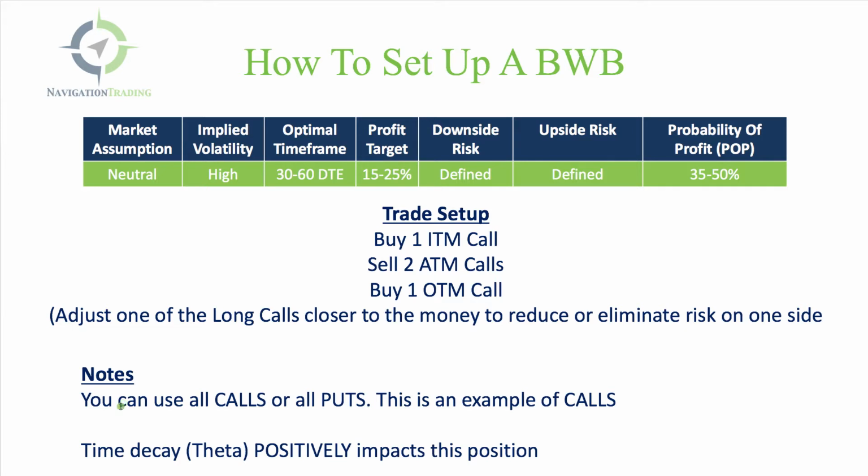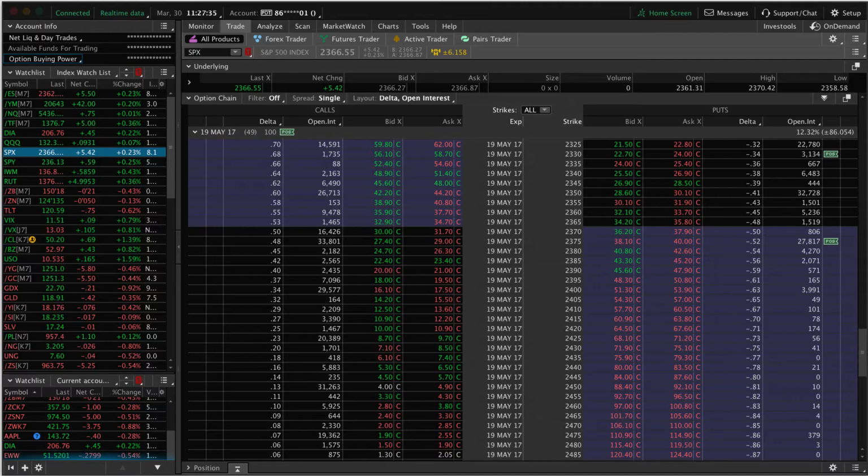So as a note down here, I mentioned you can use all calls or all puts. In this example, we're just using calls. So typically what I like to do is I like to set it up like a traditional butterfly, and then adjust one of the long calls closer to the money to reduce or eliminate risk on one side. Okay. Last note, and we'll jump onto the platform, is time decay. Theta positively affects this position, so it's a theta positive type of trading strategy. So let's go to the platform and take a look.